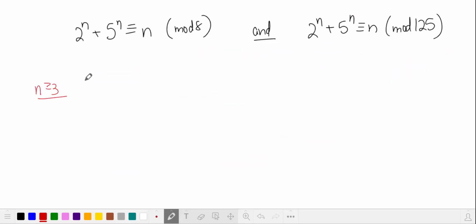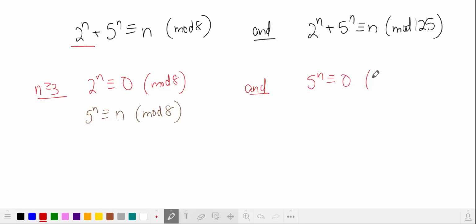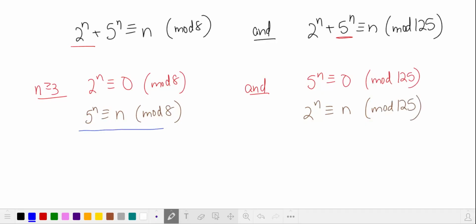Since we know n is greater than or equal to 3, we have that 2 to the n is 0 in mod 8. So we can eliminate this first term, and now we're looking for 5 to the n is equivalent to n in mod 8. And again, 5 to the n is 0 in mod 125 for n greater than or equal to 3. That eliminates the second term, and now we're looking for 2 to the n is n in mod 125. We'll start with this one on the left.